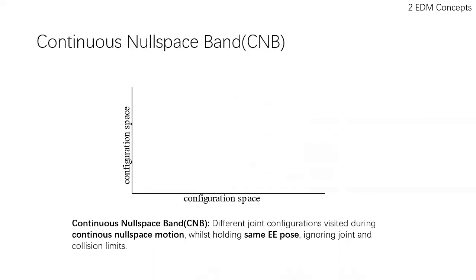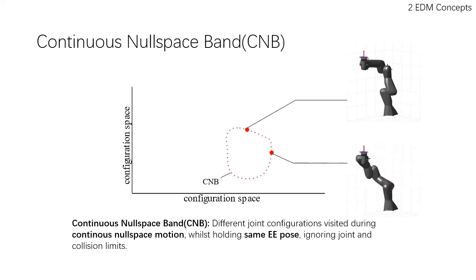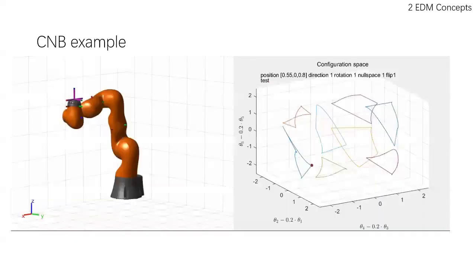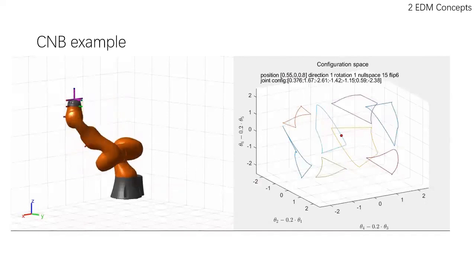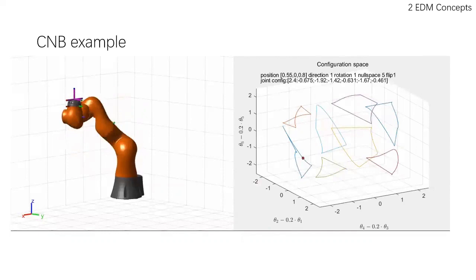Furthermore, we conclude a helpful concept, continuous nullspace span, in short CNB. In configuration space, from one configuration, we do the continuous nullspace motion to get one CNB. Different points on the CNB suggest different swivel angles, but the flip solution is at a totally different point in the configuration space, and therefore they get an independent CNB. We can see an example of KUKA and CNBs in configuration space. We can observe how the 2 kinds of nullspaces influence the robot configuration.